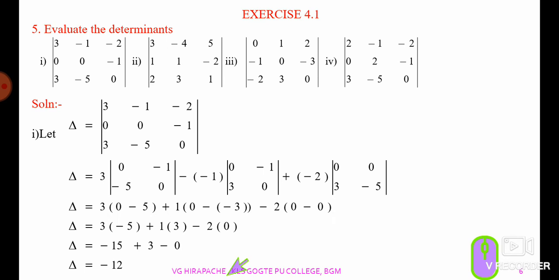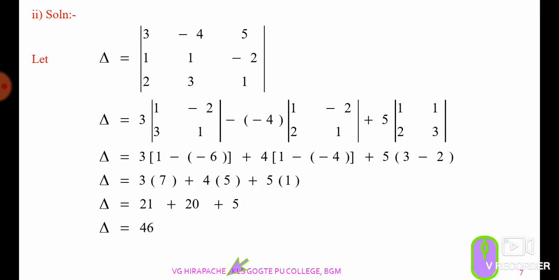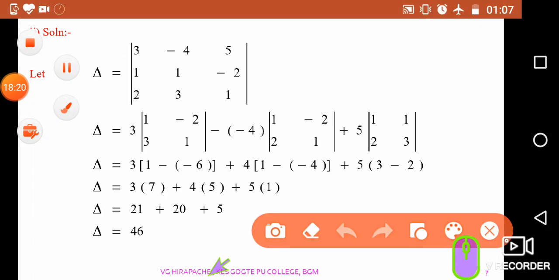Moving to the next question. Second problem. Evaluate the determinant delta. The first row elements in the given determinant are 3, minus 4, 5. The second row elements are 1, 1, minus 2, and the third row elements are 2, 3, 1.